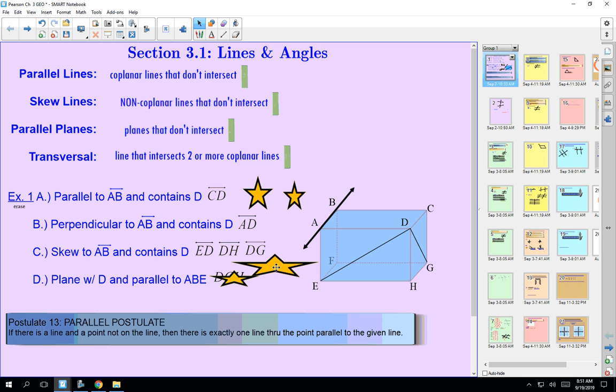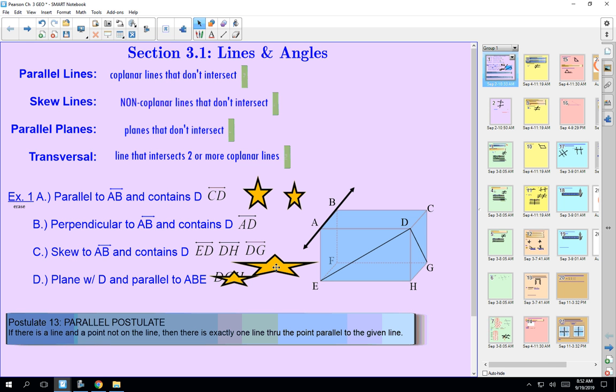And then DG is another one here. So it's not in the same plane as AB. It's not in this top part here, nor in the left side. And they are never going to intersect. So this little diagonal coming through DG is going to just keep on going. It's never going to intersect with AB. So those are some examples of lines that are skew to AB and contain D.